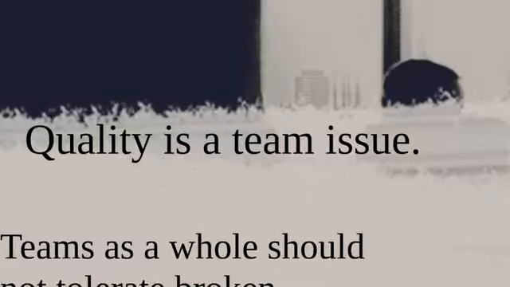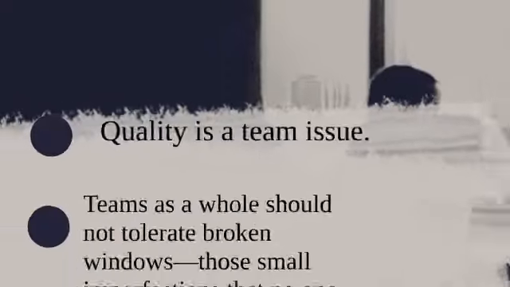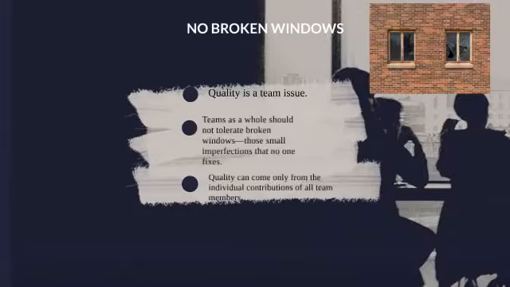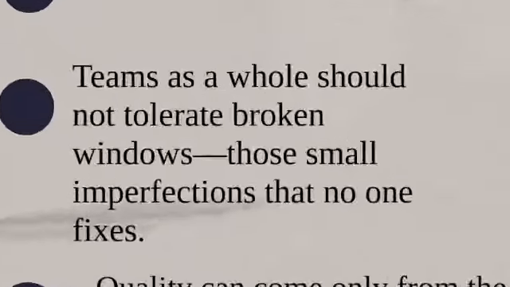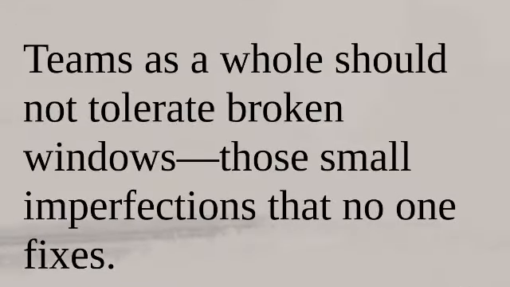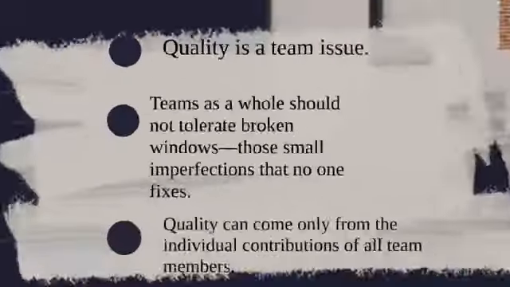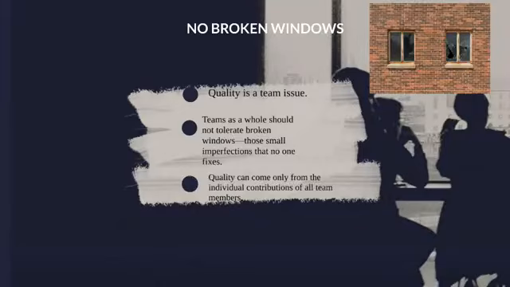No broken windows says quality is a team issue. Now, see, it will be very difficult for a very active and hardworking developer to work with a team which actively discourages spending time on fixes or issues. Now, that's a great problem. And it also says that teams as a whole should not tolerate broken windows, those small imperfections that no one fixes. Then, how can it be fixed?